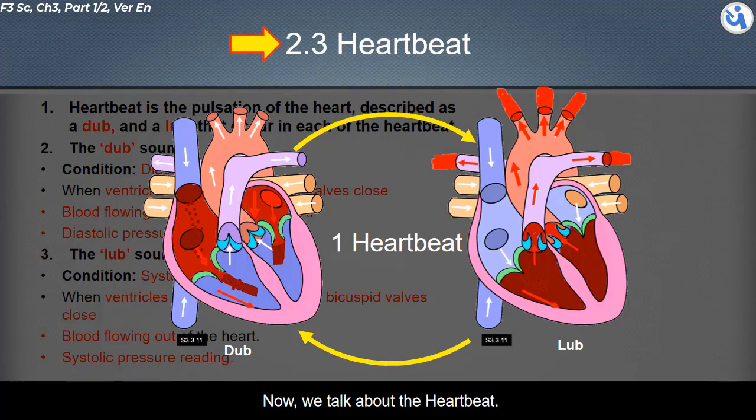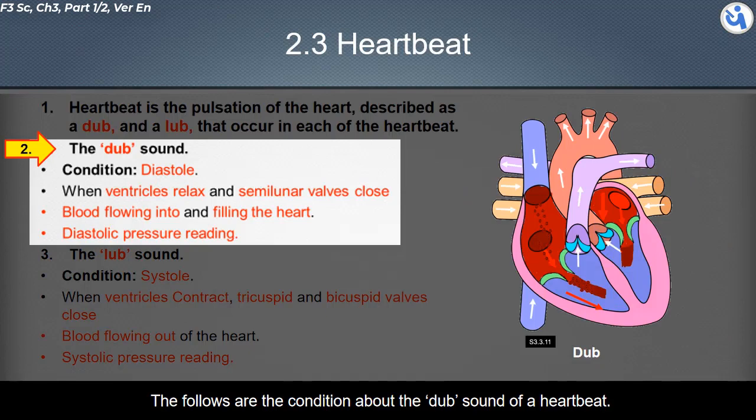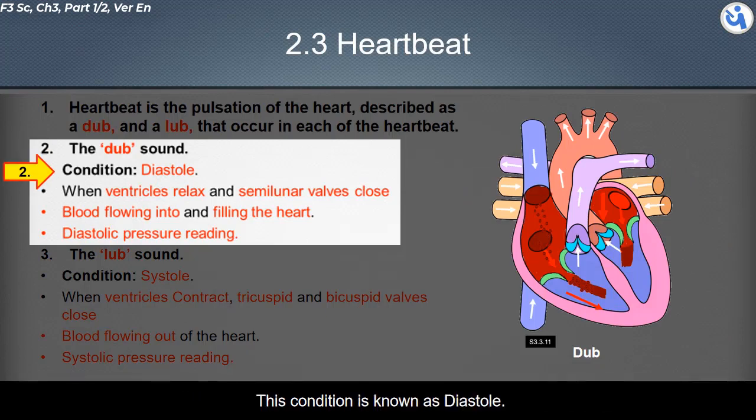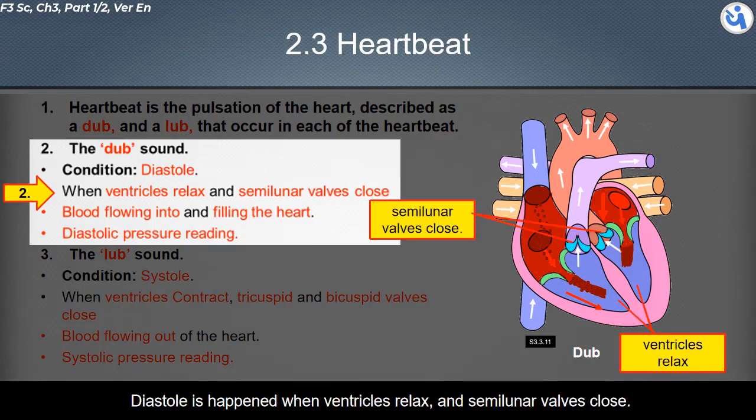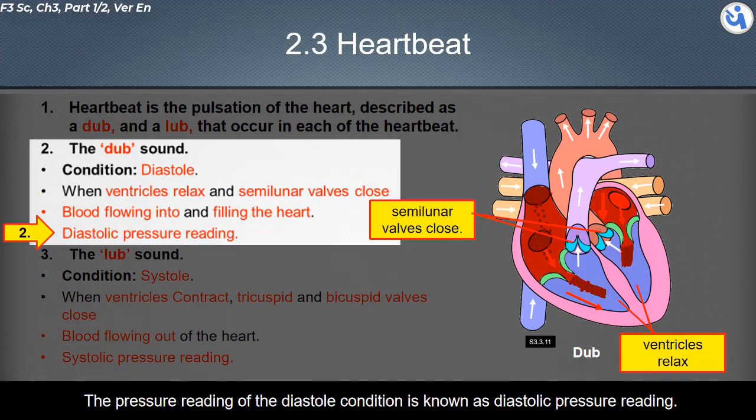Now, we talk about the heartbeat. Heartbeat is the pulsation of the heart, described as a dub and a lub that occur in each heartbeat. The following is the condition about the dub sound of a heartbeat. This condition is known as diastole. Diastole happens when ventricles relax and semilunar valves close, at which blood flows into and fills the heart. The pressure reading of the diastole condition is known as the diastolic pressure reading.